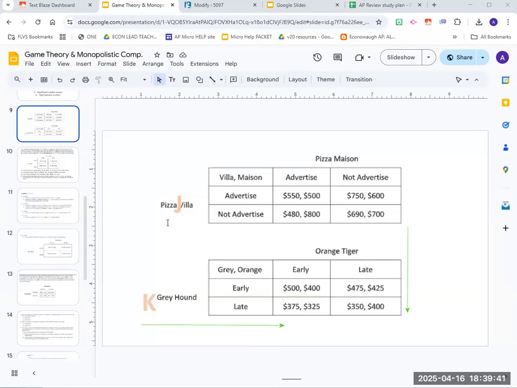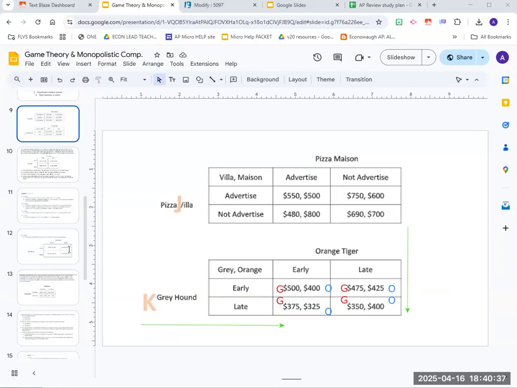The very first thing that I'm going to do is assign each of those numbers to a player. Remember that the player on the left is always the first number in every single box. So I'm going to put a G to the left of the first number in every single box because those are my G numbers. The player on the top is always going to be the second number in every single box. So I'm going to put an O to the right of my second number, indicating that those are my Orange Tiger numbers. That's the first thing that I'm going to do when I'm working on a game theory problem. Now I'm going to look at the dominant strategies.